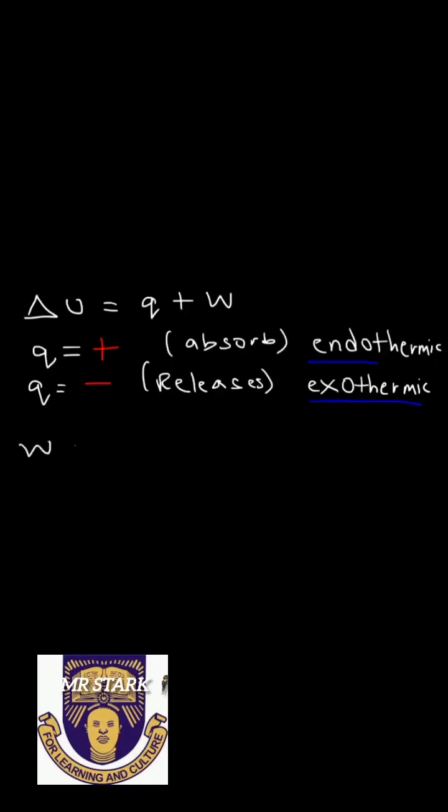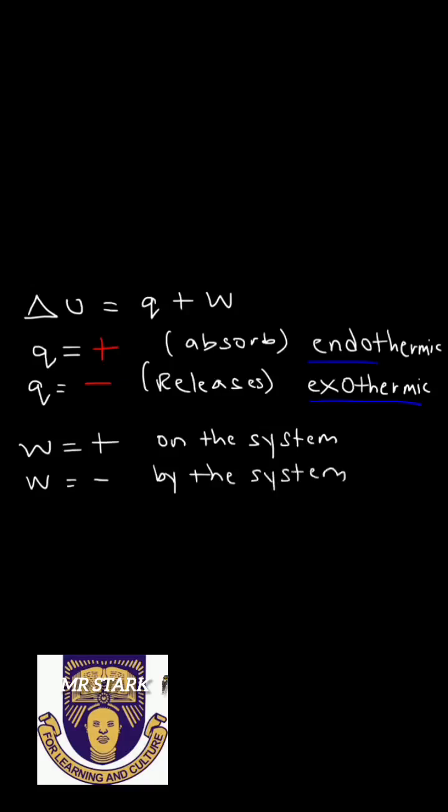And as was mentioned before, W is positive when work is done on the system. This is in chemistry. And W is negative whenever work is done by the system. So you need to be familiar with the sign conventions if you're going to use this equation. So in another video, I'm going to give you some practice problems on calculating the change in internal energy using heat and work.